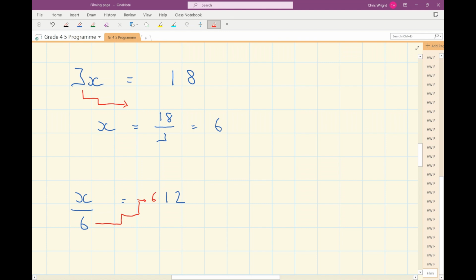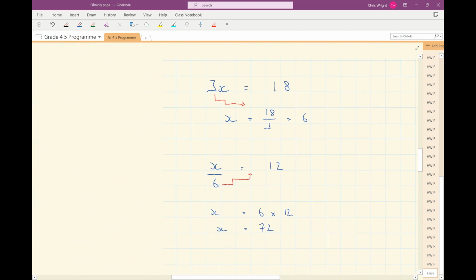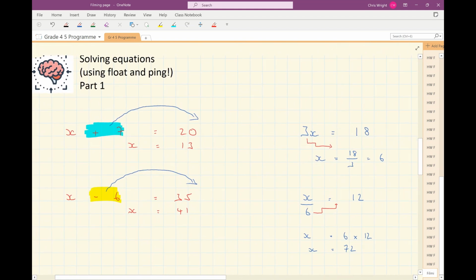It appears here as 6 times 12. So let's do that from the beginning then. We want to get rid of that 6, so we escalate it up. Now we just have x on the left, and we have 6 times 12 on the right. And 6 times 12, of course, is 72. So x equals 72. That is how to solve equations using the float and ping method.